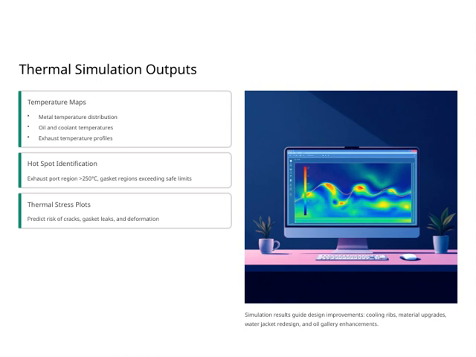Finally, the simulation results serve as a guide for making targeted design improvements. We can incorporate cooling ribs to improve heat dissipation, upgrade materials to better withstand high temperatures, redesign the water jacket for more effective cooling, or enhance the oil gallery to improve oil flow and heat transfer. Overall, these outputs are essential tools that help us optimize engine performance and durability by addressing thermal challenges proactively.